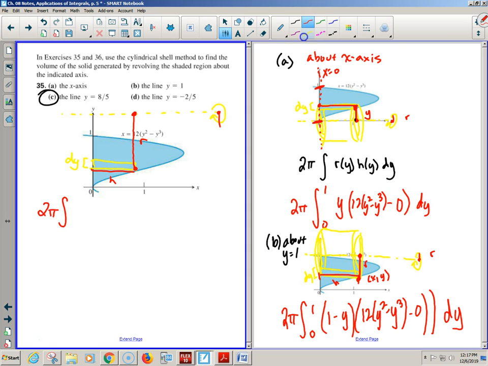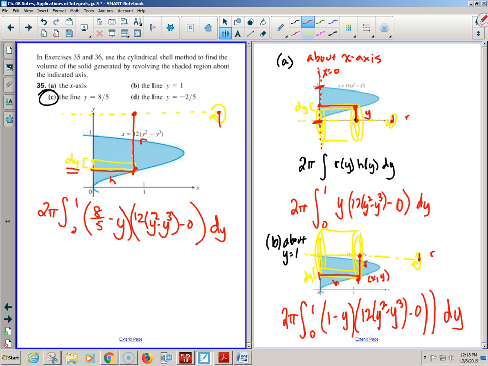2 pi. What are my y's? 0 to 1. What's my r? Who's on top? 8 over 5. Who's on bottom? y. Remember, that dy. My height. What's on the left? x equals. And what's on the right? Did some of you have a lot of work to try to get down disks and washers? Yeah, but it all happened last year. This year was review. Now maybe you still need to review more, but yes, it's hard. I know it's hard because you're doing new visualizations.